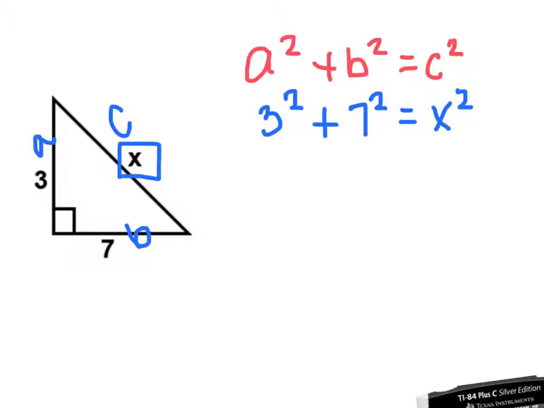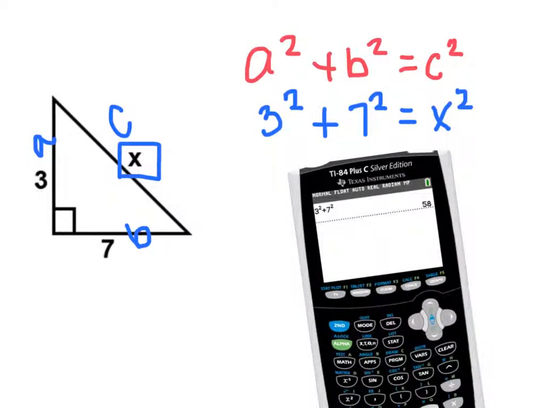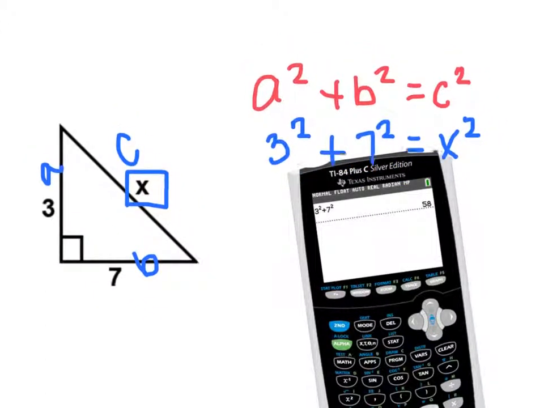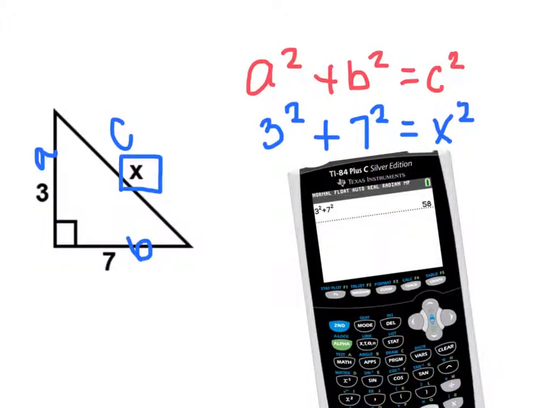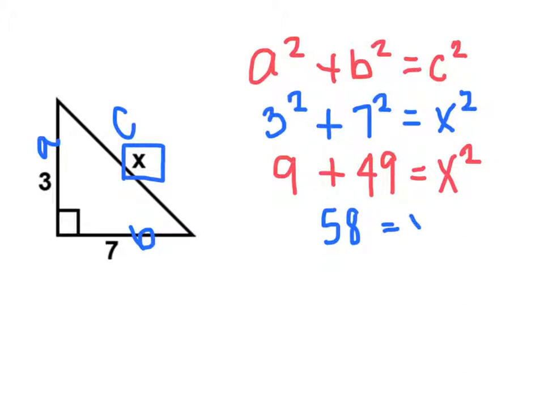So then we do the math. You could do this with your calculator by using 3 squared plus 7 squared. As you'll see here, it's 58. But let's look at it if we didn't have our calculators. 3 squared is 9. 7 squared is 49. So 9 plus 49 is equal to X squared. If you add 9 and 49 together, you get 58. That is equal to X squared.